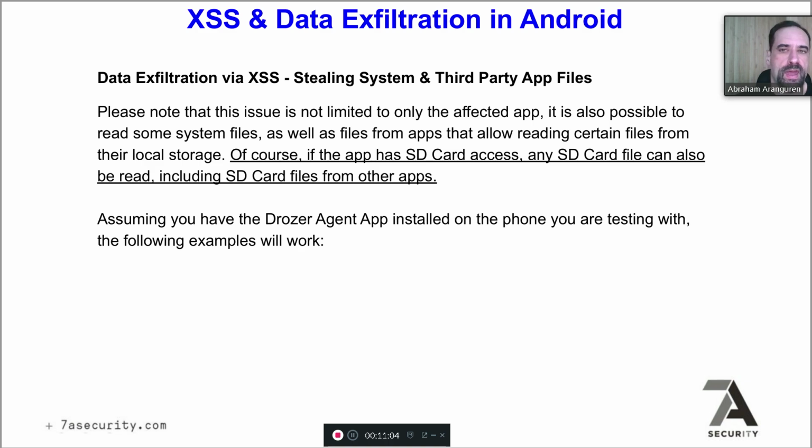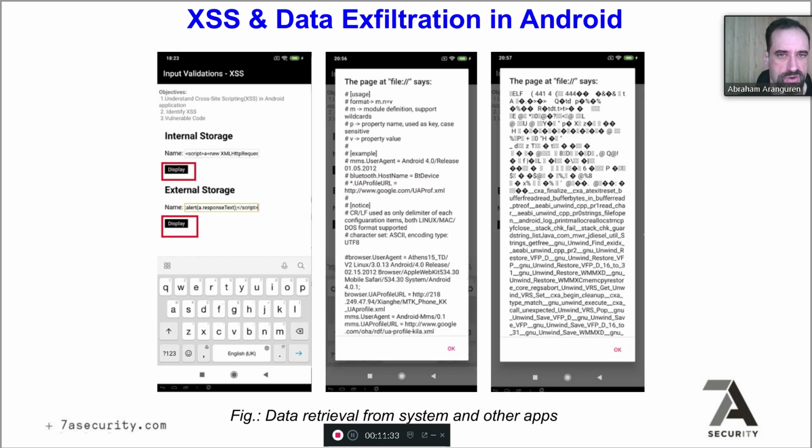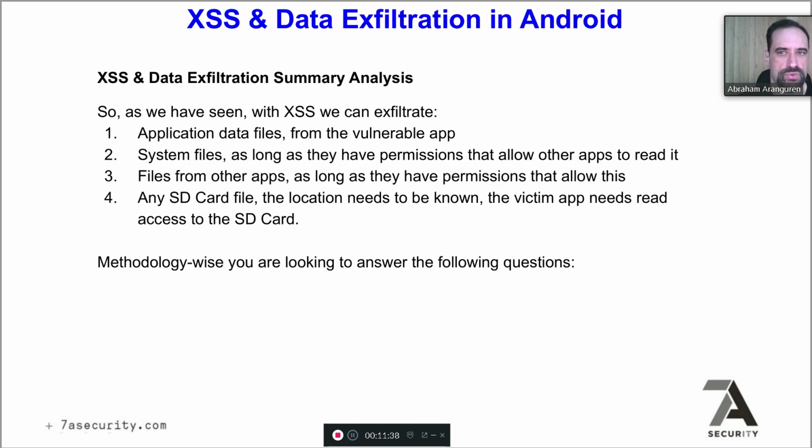And then another possibility is to steal system and third-party files, right? So we can use, for example, the configuration files from the phone or even libraries from other applications, as long as the permissions allow any application on the phone to read them, right? So we need to know the full location of the file that we want to read with XSS. But otherwise, as long as the application has permissions to read it, we should be able to read it and steal it, right? So this is the configuration file, and this is the library from the other app. So we can do all that.